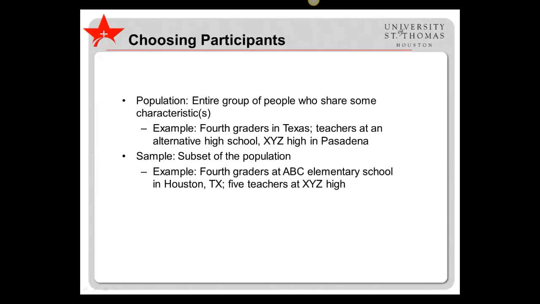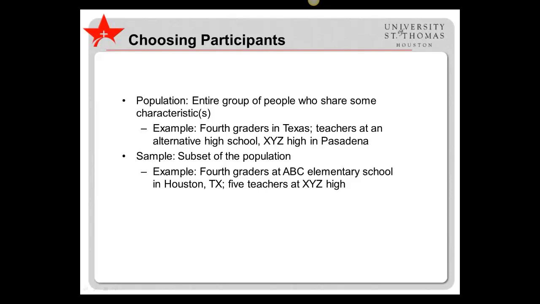Before we talk about choosing participants, we need to define what a population is. A population is an entire group of people who share some characteristics. For example, all fourth graders in Texas, or all teachers at a specific alternative high school in Pasadena could be populations. Note that the size of the population doesn't really matter. What matters is that the population includes everyone who meets certain criteria.